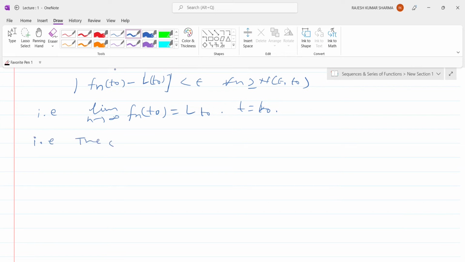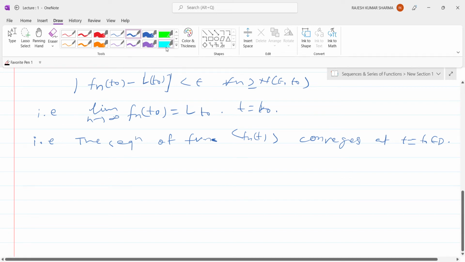That means the sequence of functions f_n(t) converges at t equal to t naught belongs to D. This sequence is convergent at t naught.